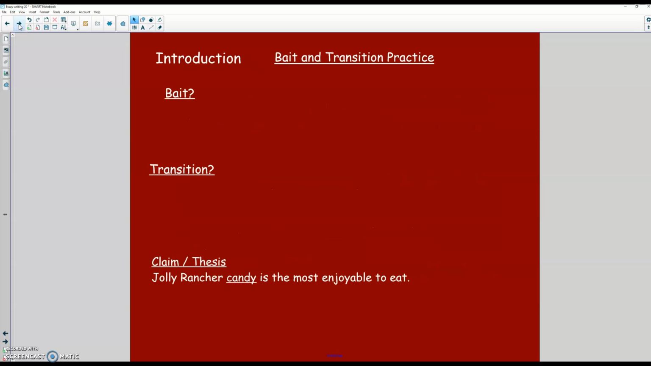Okay, so let's see what this actually looks like. So, if I were to say that I was writing a paper about Jolly Rancher candy and how much I love to eat them, my thesis might be Jolly Rancher candy is the most enjoyable to eat. Everything else I write in that essay would be supporting this idea of Jolly Ranchers being enjoyable to eat.